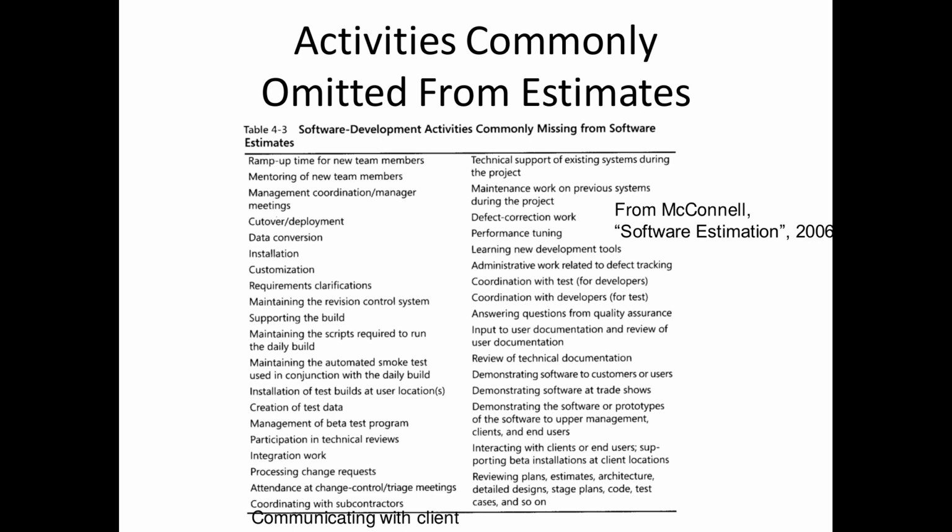So these processes need time to iterate with the stakeholder to clarify requirements, to deal with a misunderstanding about requirements, creation of test data or review of technical documentation by certain parties, performance tuning, etc. There's a lot of things we omit when we think about how long it will take to write that code, to implement that feature.